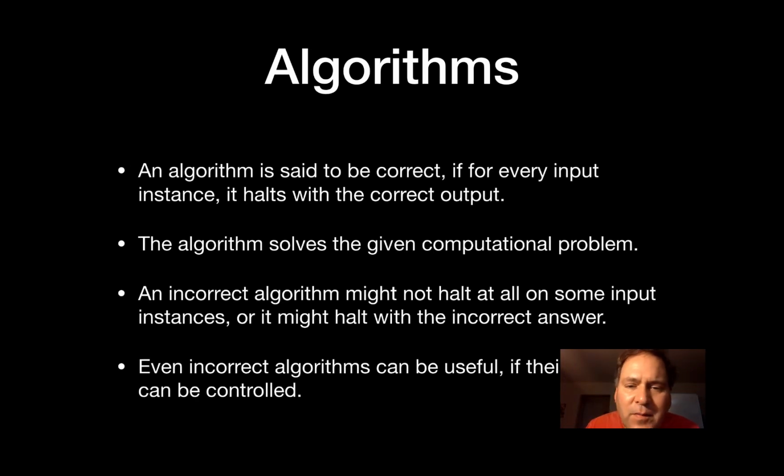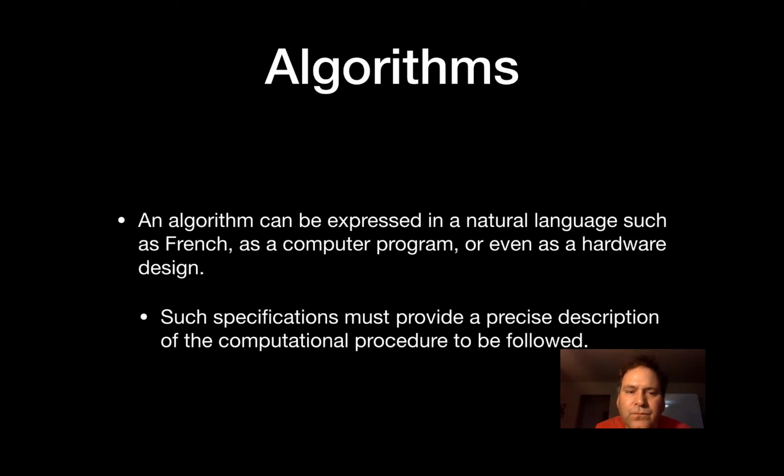An algorithm is said to be correct if for every input instance it halts with the correct output. The algorithm solves the given computational problem. An incorrect algorithm might not halt at all on some input instances, or it might halt with the incorrect answer. And even incorrect algorithms can be useful if their error rate can be controlled. An algorithm can be expressed in a natural language such as French, as a computer program, or even as a hardware design. Such specifications must provide a precise description of the computational procedure to be followed.